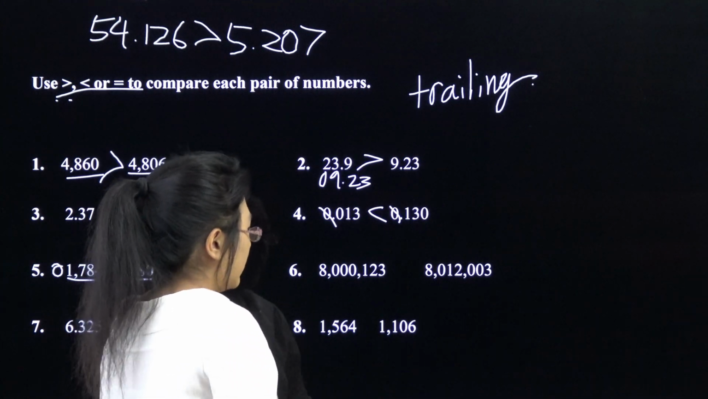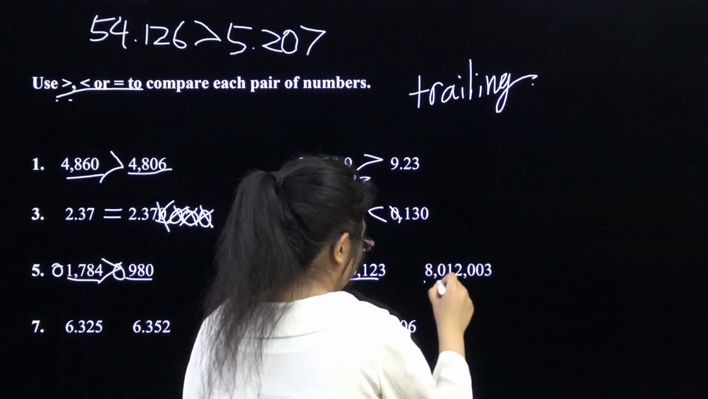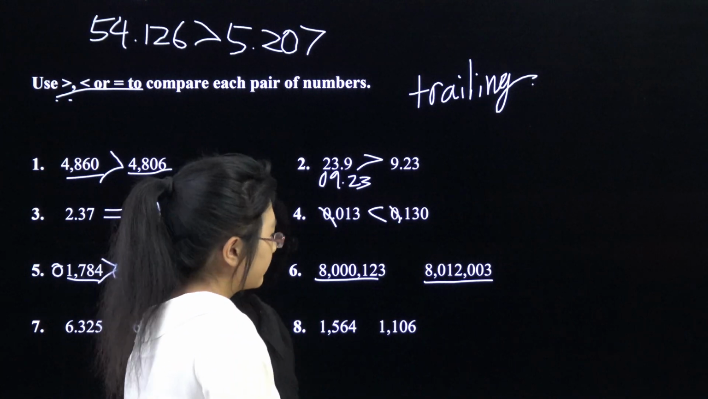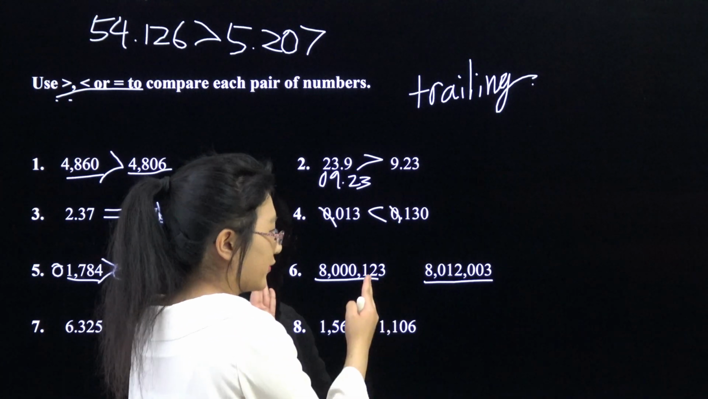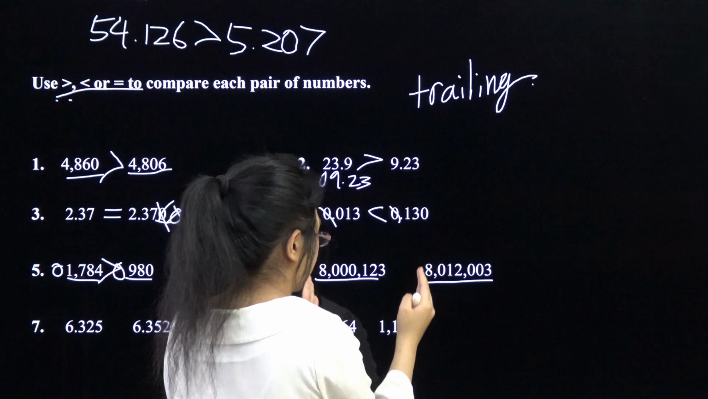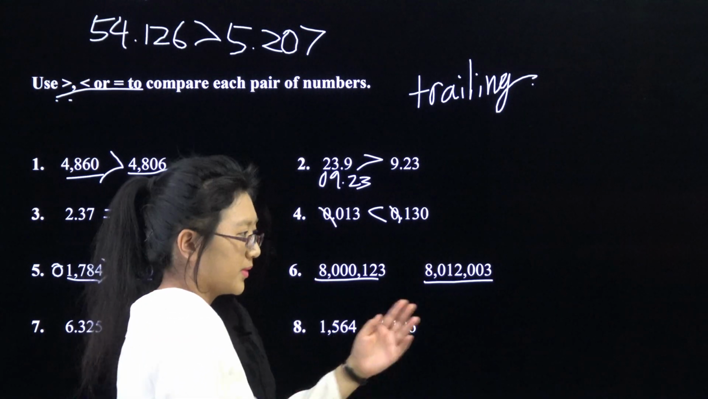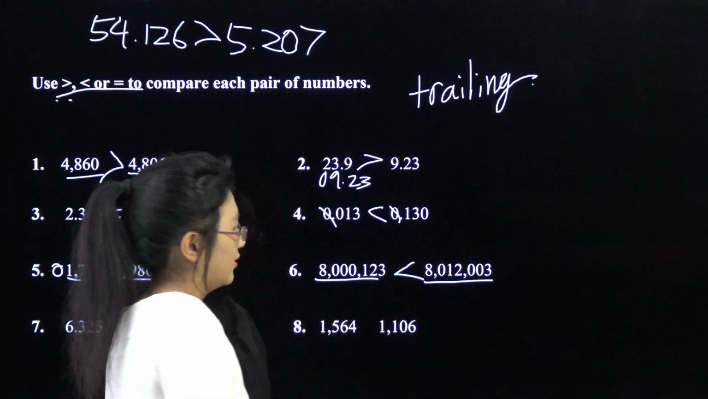Now here, there are two whole numbers again, and they have the same number of digits. So let's just move from left to right. 8 and 8, 0 and 0, 0 and 1. 1 is bigger than 0, the one with the 1 is bigger.